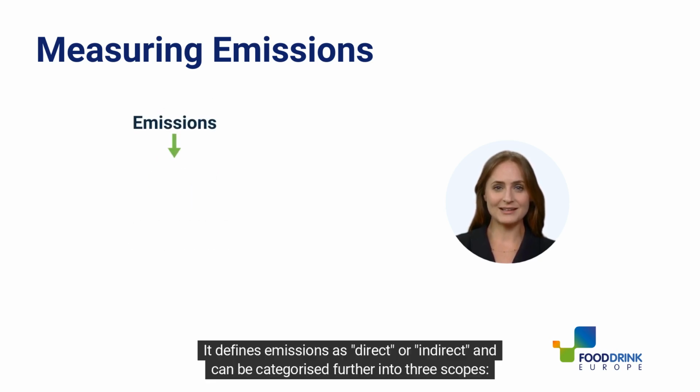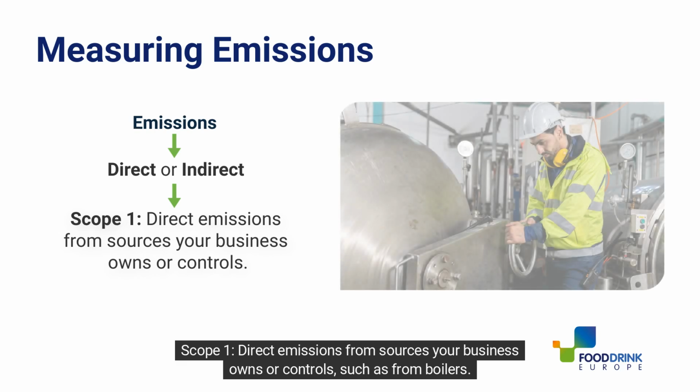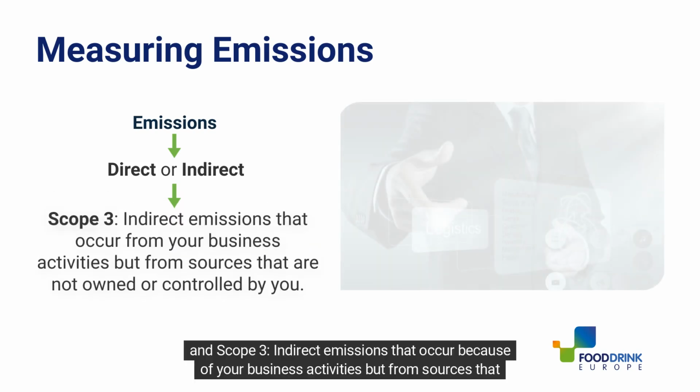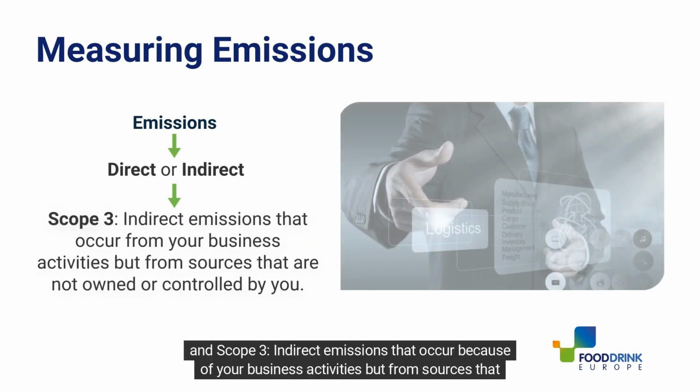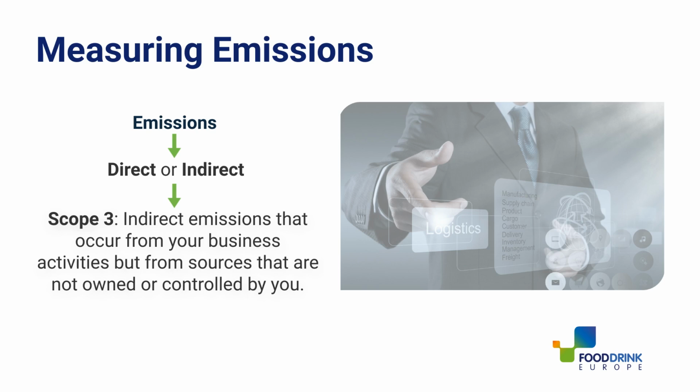It defines emissions as direct or indirect and can be categorized further into 3 scopes. Scope 1. Direct emissions from sources your business owns or controls, such as from boilers. Scope 2. Indirect emissions from the purchase of energy that is consumed by your business, like electricity. And Scope 3. Indirect emissions that occur because of your business activities, but from sources that are not owned or controlled by you, such as your supply chain.